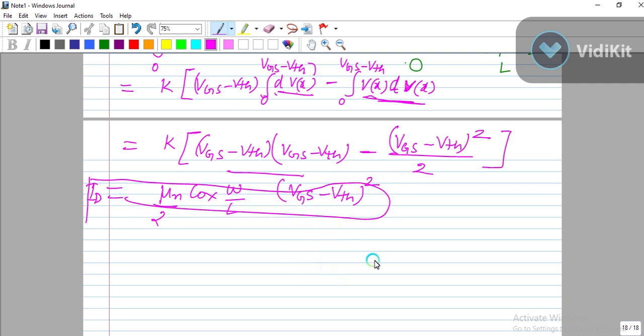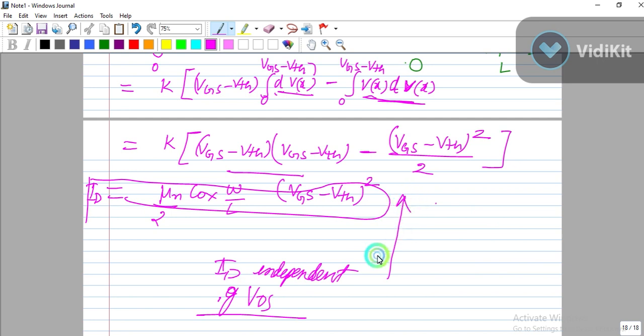So you can see by this that ID is independent of VDS. What we observe from this? ID is independent of VDS, means ID is constant. So now let's plot VDS and ID. It will go like this. It is getting maximum value at VGS minus VTH, and will become constant.